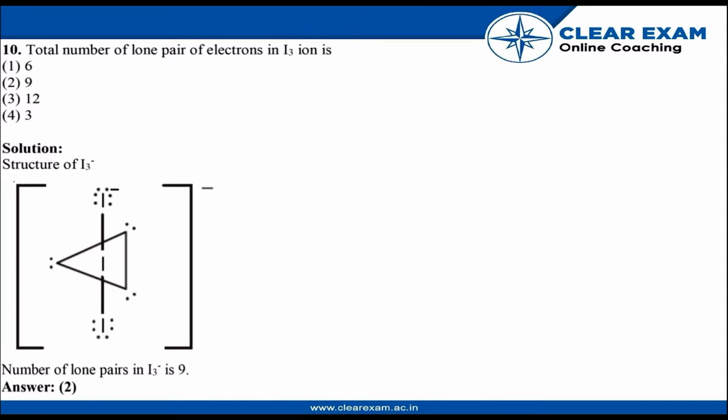Hello guys, today we are going to find out the total number of lone pairs of electrons in I3- ion. So I3- ion is generally known as the triiodide ion. It is one of the polyhalide ions and is composed of 3 iodine atoms. It is formed by combining aqueous solution of iodide salts and iodine.